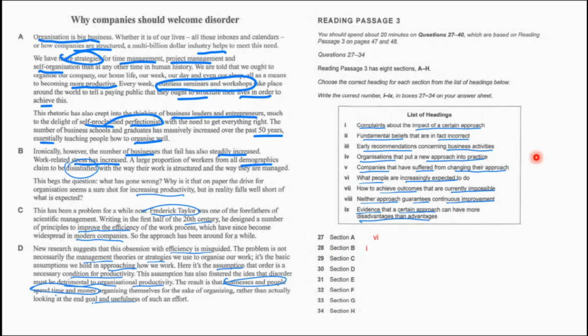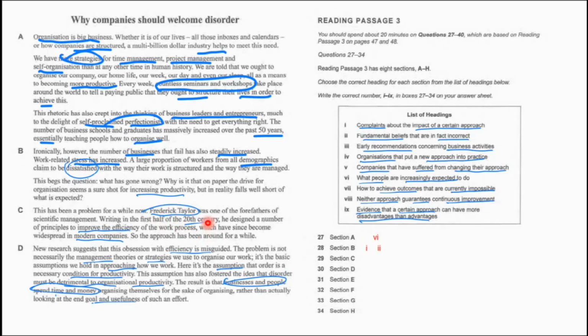The second option also says something similar, that fundamental beliefs are incorrect. So the second could be our answer. After reading this line, we get a sense of it, so I write down 2 in front of the 28th question. The third one is early recommendations, organization, company. They didn't mention that at all. So third, fourth, and fifth could not be our answer.